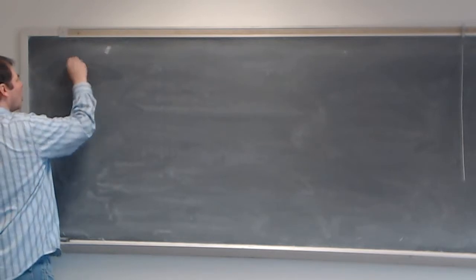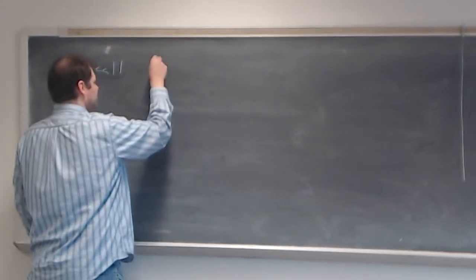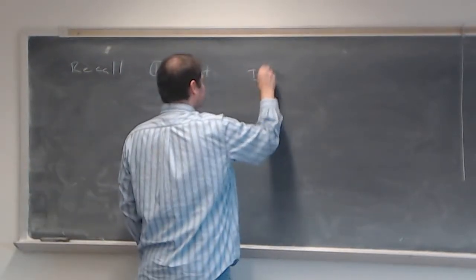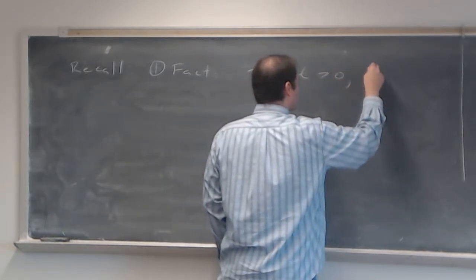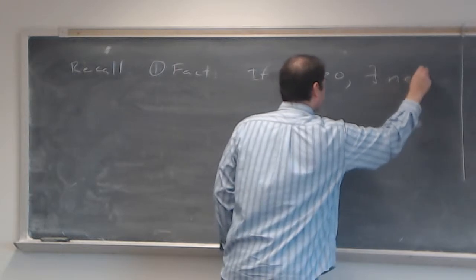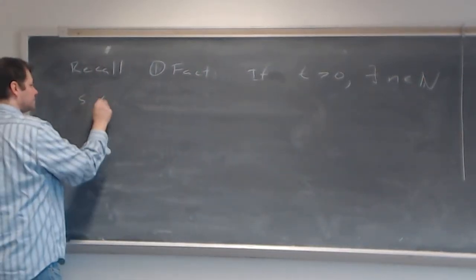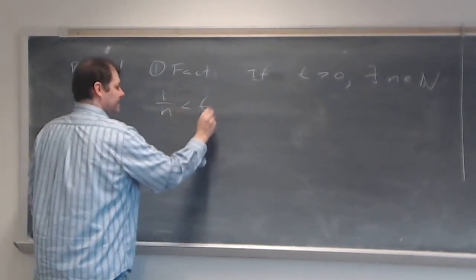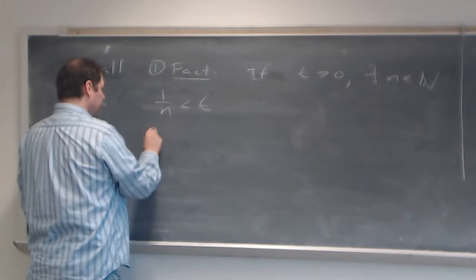First of all, let us recall from last time, we had the following facts. So here's one. One fact is if t was greater than 0, then there exists an n element of the natural numbers such that 1 over n was less than t. That was the fact that we had. Something that I'm just stating in review.